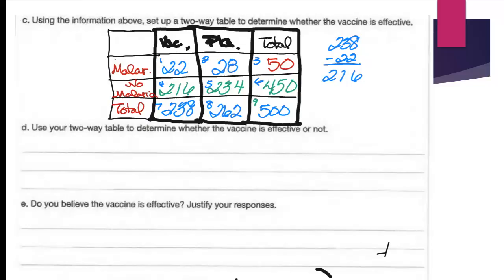We know it's effective when they don't have malaria? Yeah, we don't want them to have malaria. Right? I don't want to get malaria. Do you? Do you want malaria? No, we do not want malaria.